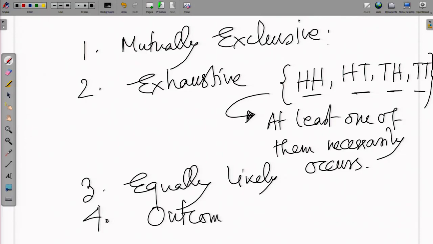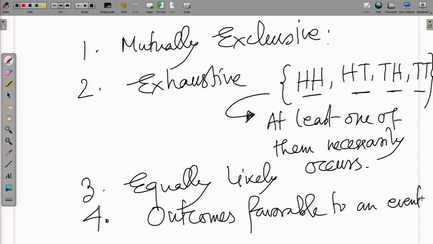Outcomes favorable to an event. Now, what does that mean? So, let's say I will use a new page here.